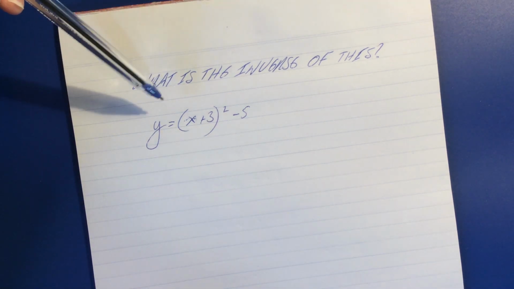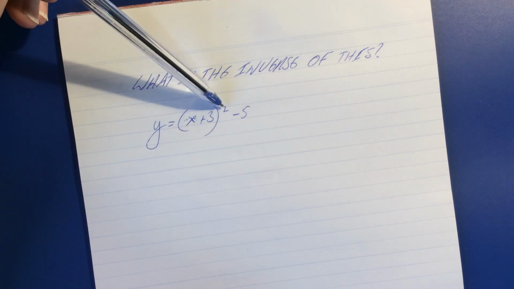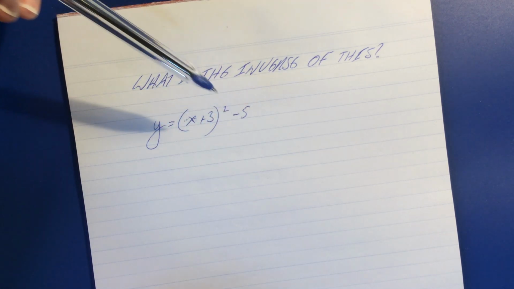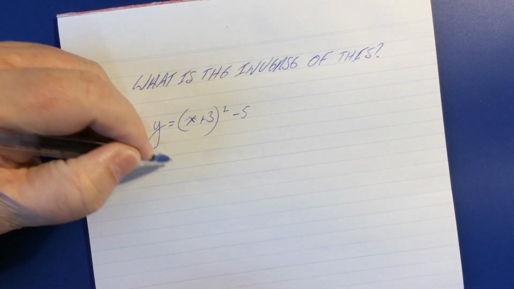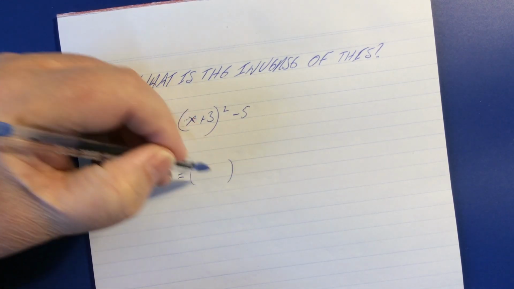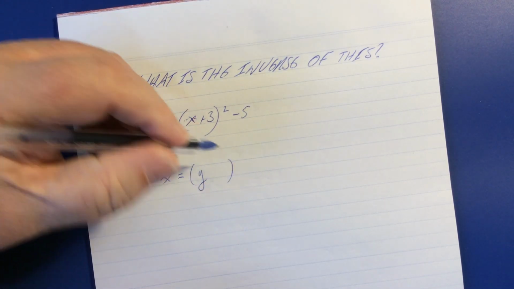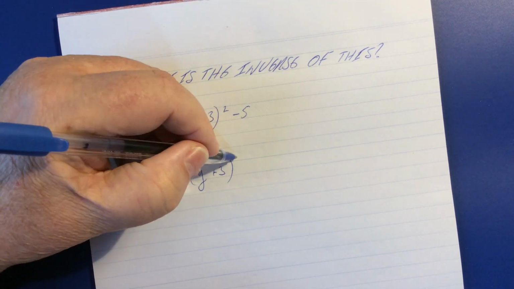Today we're going to find the inverse of this equation, y equals (x plus 3) all squared minus 5. Now, the rules are very simple. Sometimes things become difficult in the execution. So the first thing to do is to swap x and y. So let's do that.